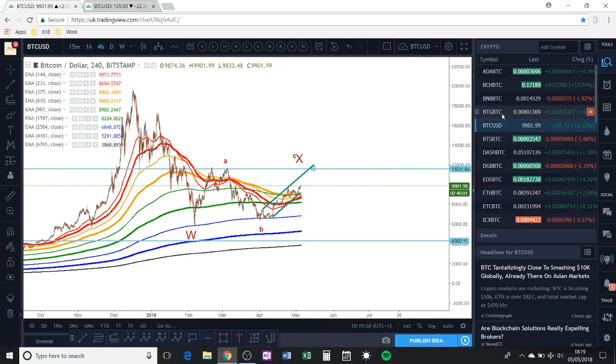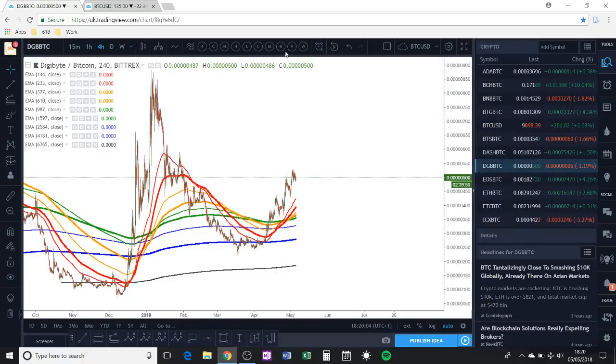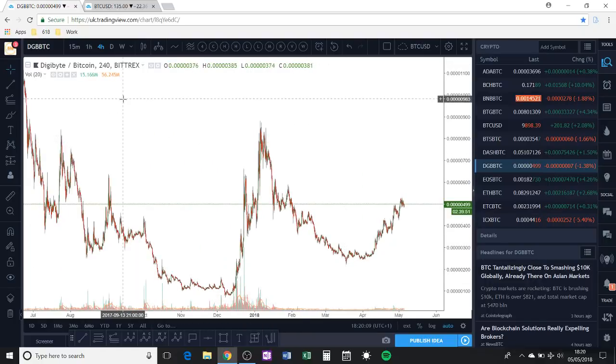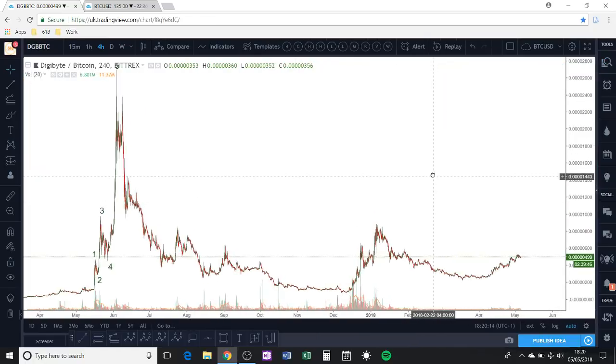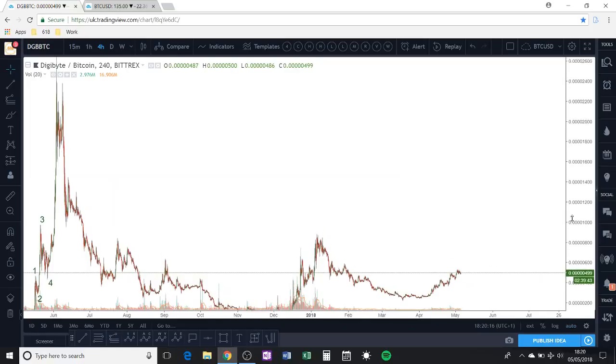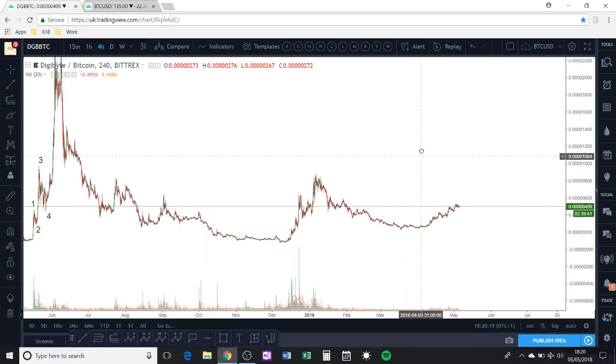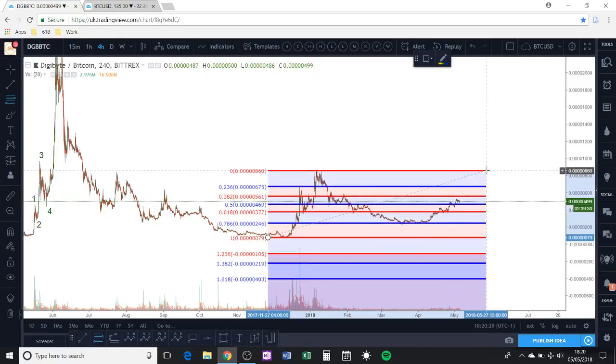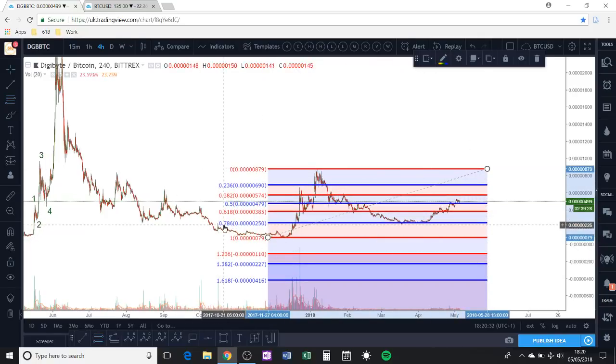So let's just bring up Digibyte. Okay, let's take off the Fibonacci EMAs. All right, so here we've got Digibyte. Now, it looks like it made 5 waves up here, then retraced. I believe that was around the 78.6 retracement. Yep, it hit the 0.786 retracement very nicely right there.